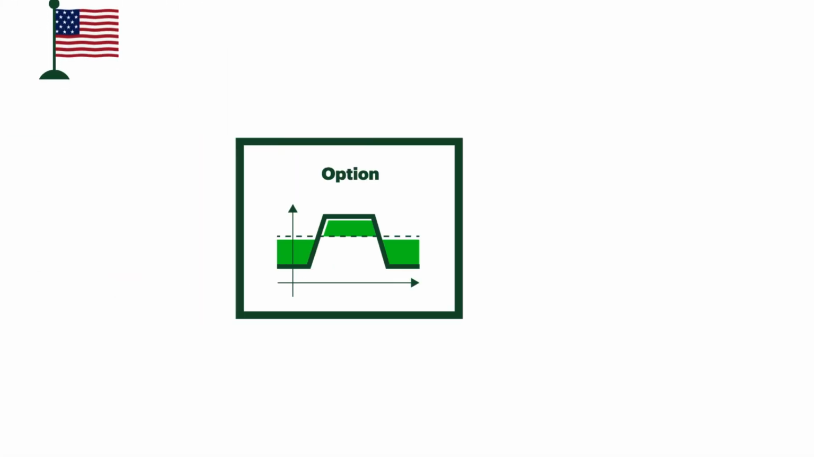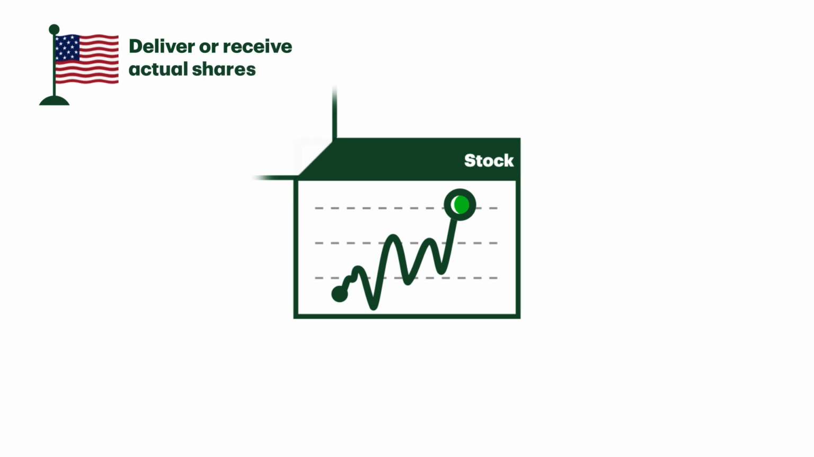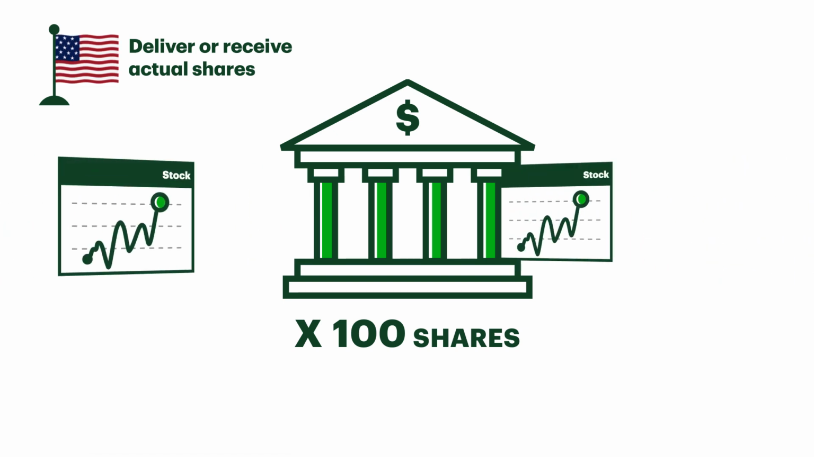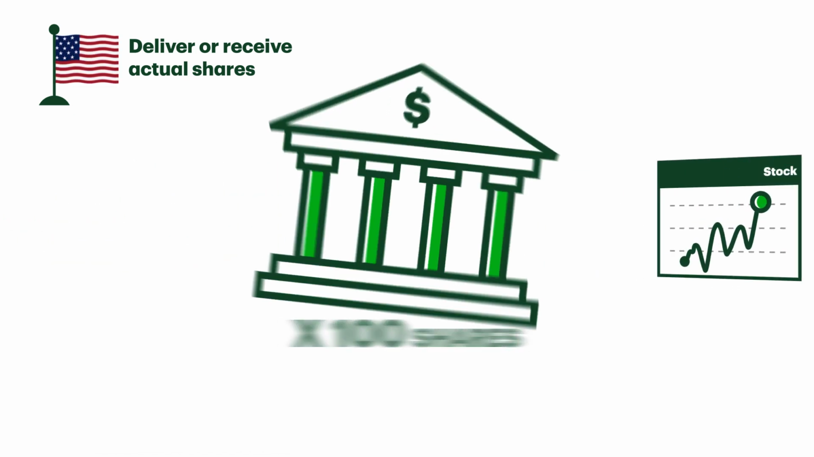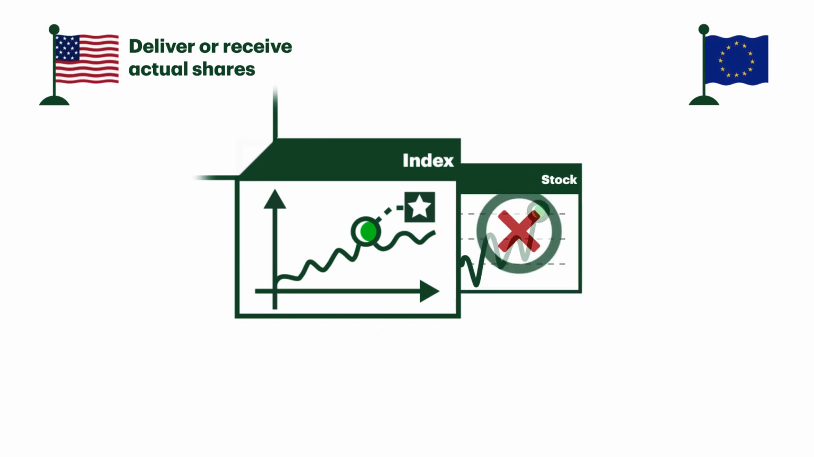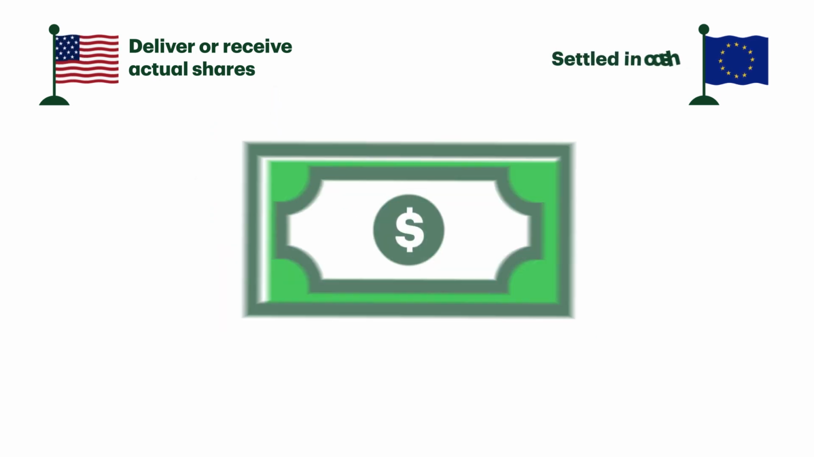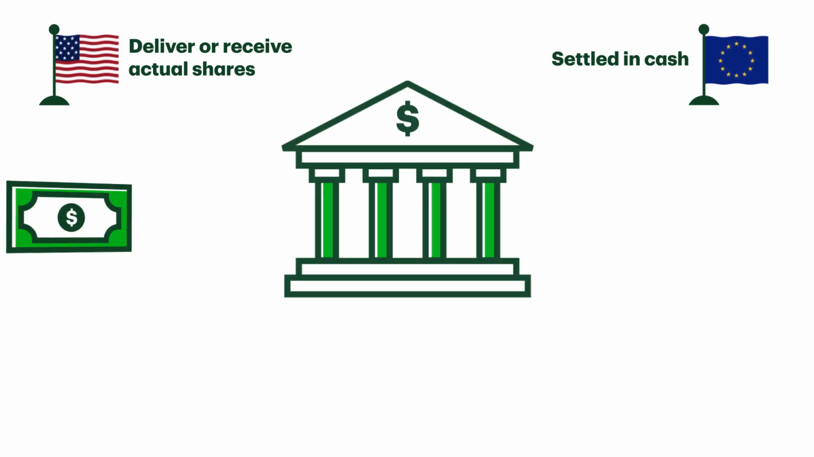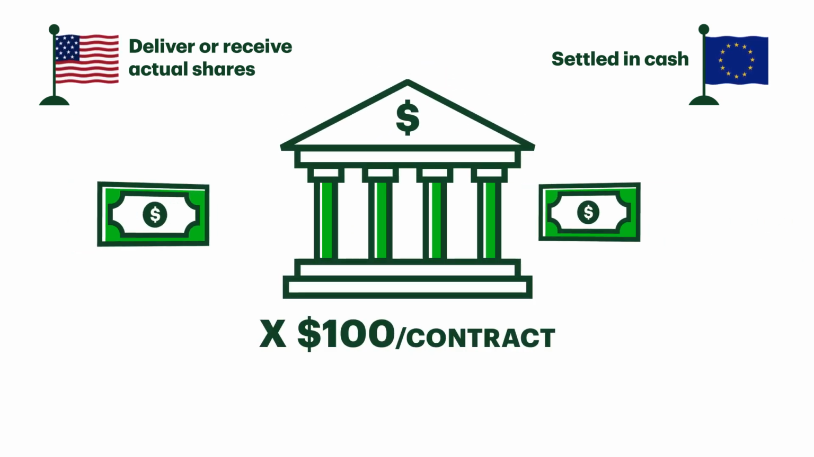The third distinguishing factor between American and European options concerns how they're settled. American-style options require the seller to deliver or receive actual shares of the underlying asset to the buyer when exercised. That means shares will move in and out of each party's trading account. And remember, each option contract usually equals 100 shares deliverable. However, most European-style options have an index as the underlying asset, and indices do not have shares that can be transferred. So these options are settled in cash. That means cash will be added or subtracted from each party's trading account. In most cases, the multiplier is $100 per contract.